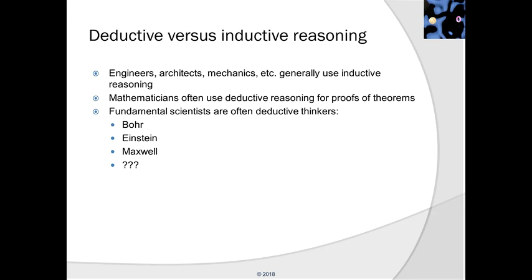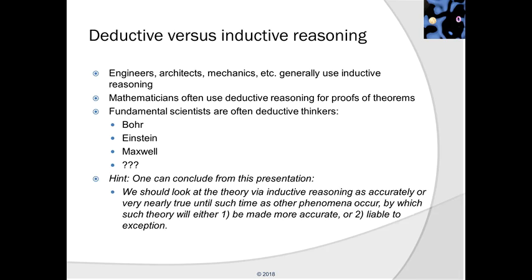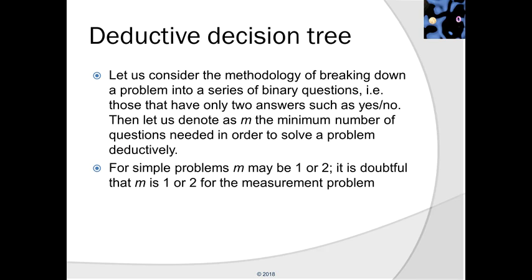Thank you. Moving on. Fundamental scientists are often deductive thinkers. Bohr, Einstein, Maxwell. Can you think of another famous deductive thinker? Here is a hint. One can conclude from this presentation that we should look at the theory via inductive reasoning as accurately or very nearly true, until such time as other phenomena occur by which such theory will either 1. Be made more accurate, or 2. Liable to exception.